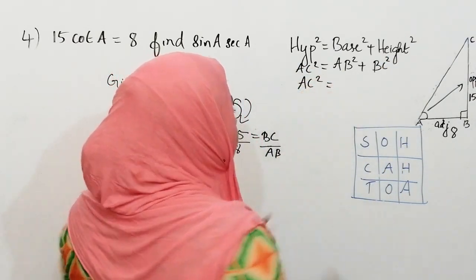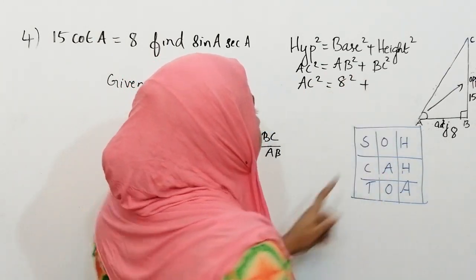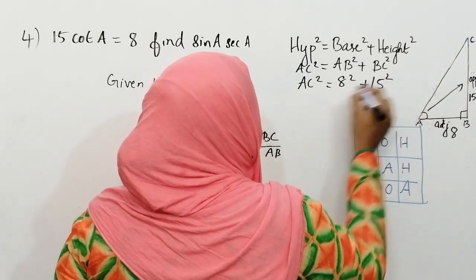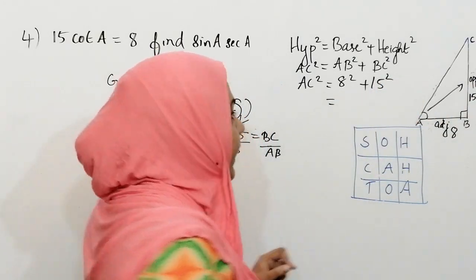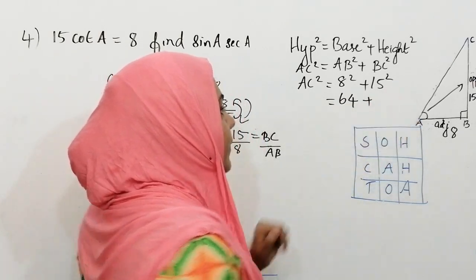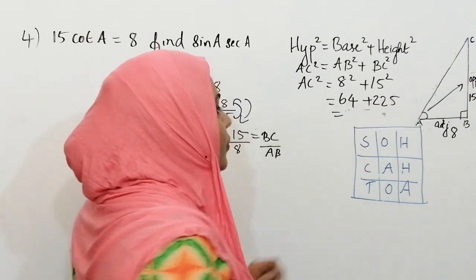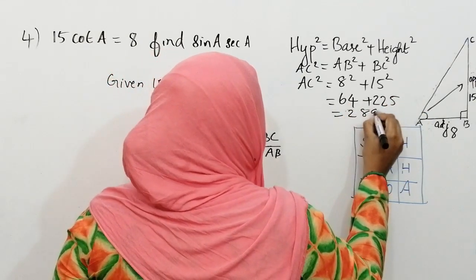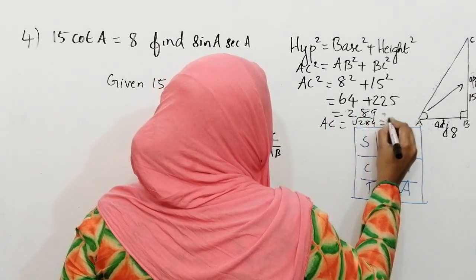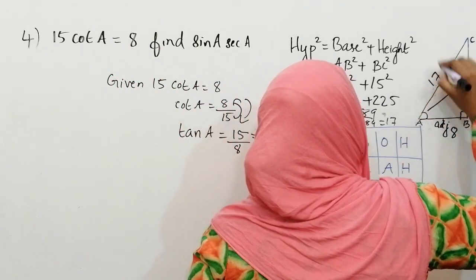AC square is equal to, what is the measurement for AB? 8 square. Then what is the measurement for BC? 15. 8 square means 8 into 8, 64, plus 15 square means 15 into 15, 225. That is, 64 plus 225 is 289. So AC is equal to square root of 289, that is 17. So we found the value for the hypotenuse.